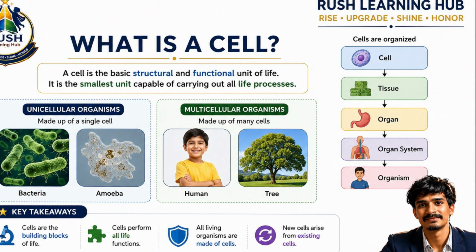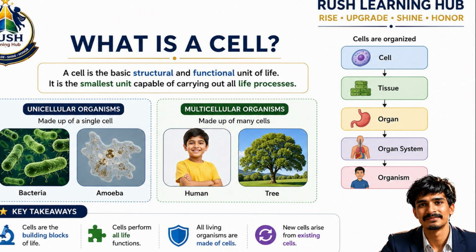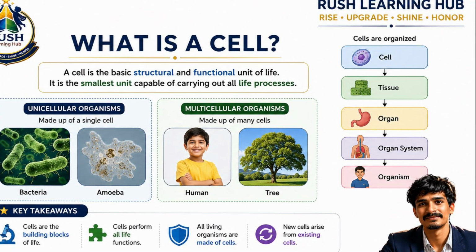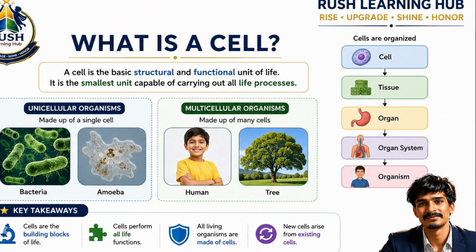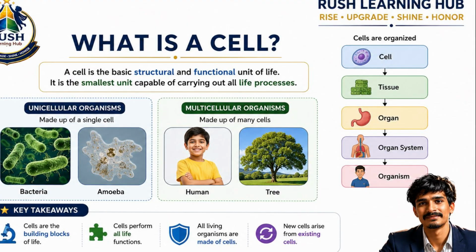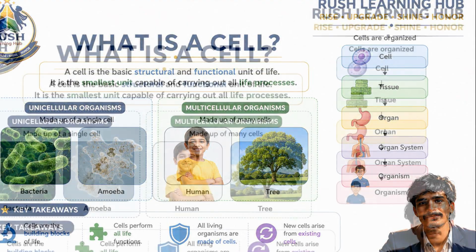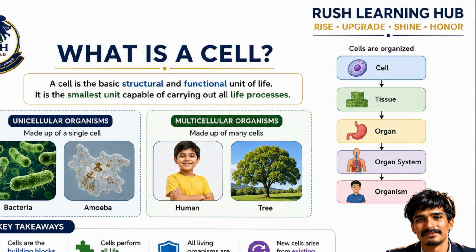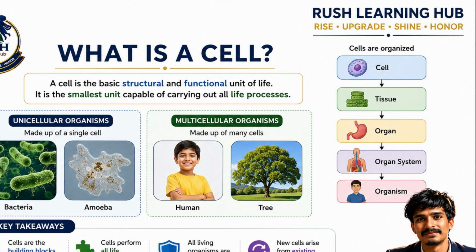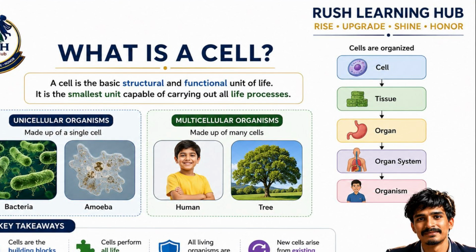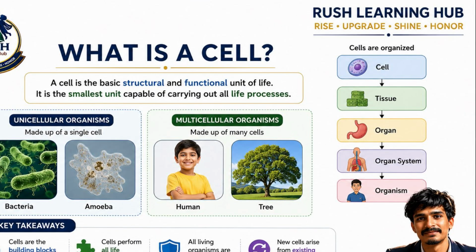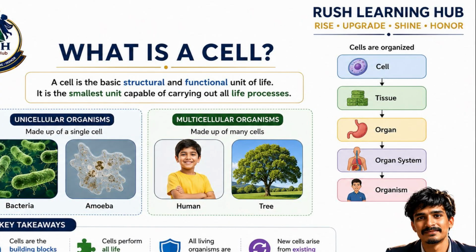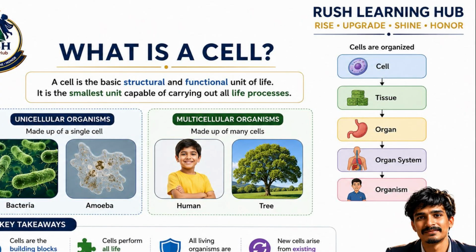The second category is called multicellular organisms. The word multi means many. Multicellular organisms are made up of a large number of cells. Examples include human beings, trees, dogs, birds, and most plants and animals. Unlike unicellular organisms, the cells in multicellular organisms perform specialized functions. For example, nerve cells conduct impulses, muscle cells help in movement, and blood cells transport oxygen. This division of labor makes multicellular organisms more efficient and complex.